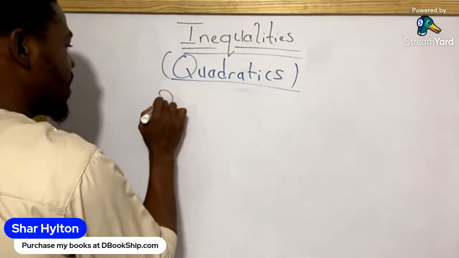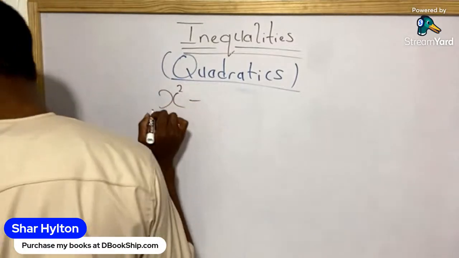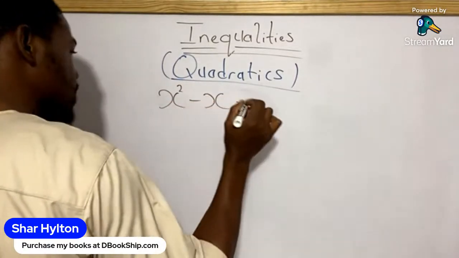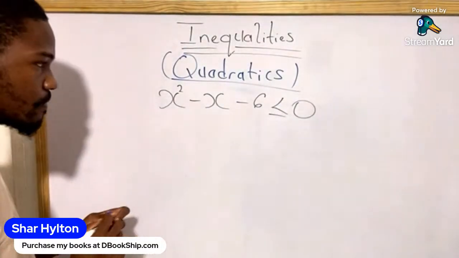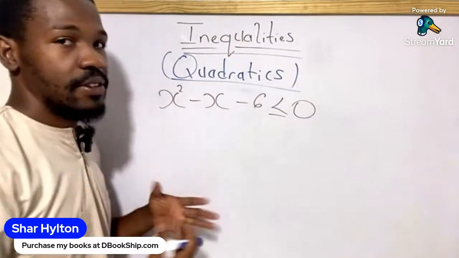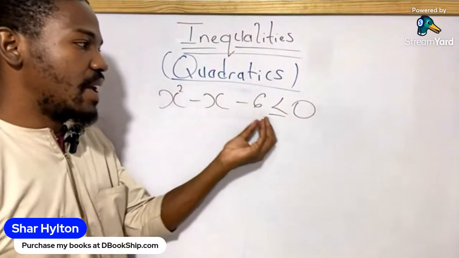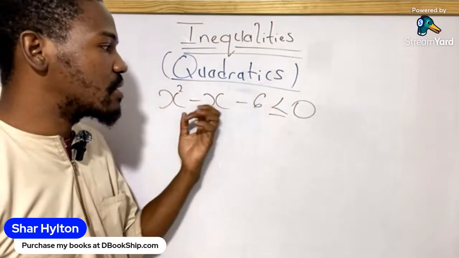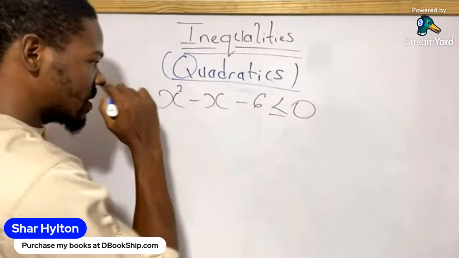So we have x squared, because we're still working with quadratics, minus x minus 6 is less than or equal to 0. Let's look at that one. We need to find the range of values for x, where if I plug that value into x, the equation is going to evaluate to true.